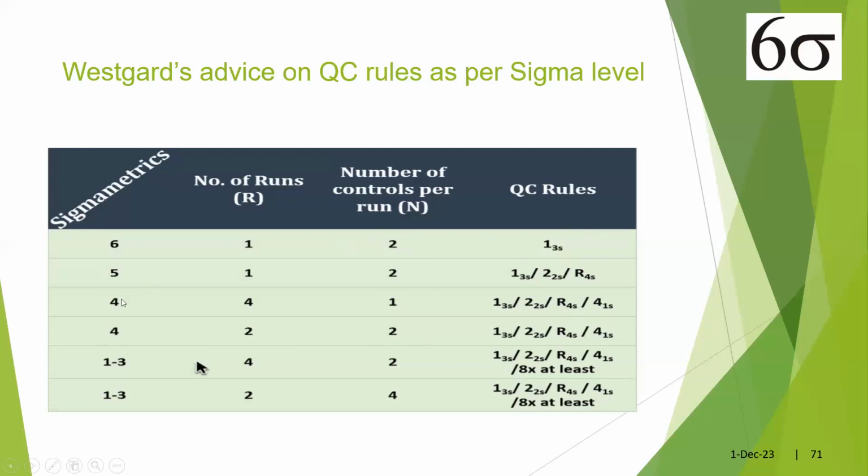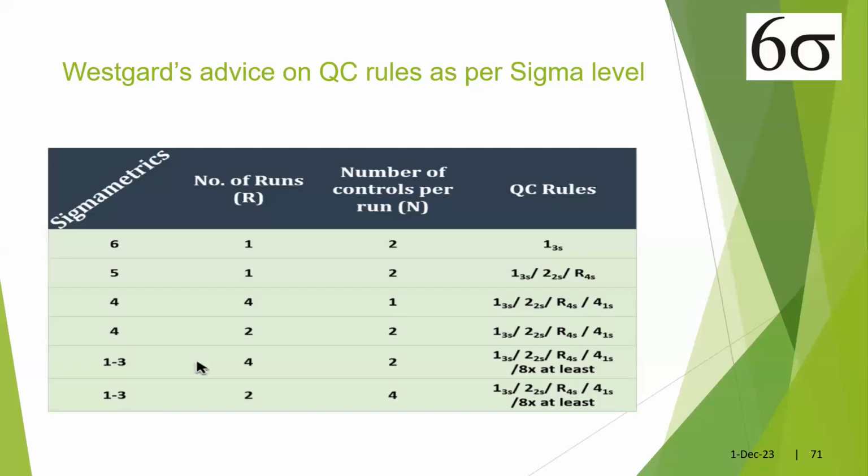At a level of 4 sigma, we are better, and he says, okay, you can run controls twice a day with 2 controls per run and implement 1-3S, 2-2S, R-4S, 4-1S. At 5 sigma, we can run 1 time control, 2 controls per run, and only put 1-3S, 2-2S, R-4S. And at 6 sigma, only once a day with 2 levels and a single rule of 1-3S. So this is a graded analysis of how, with the level of performance or whatever sigma metric your analyte has, you decide the number of runs, the number of controls per run, and the number of SPC rules.